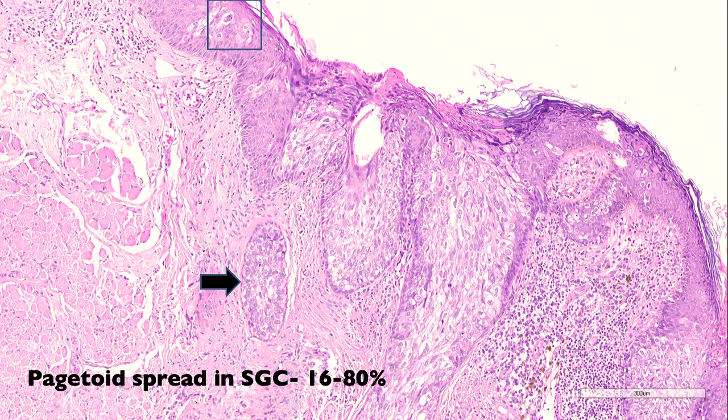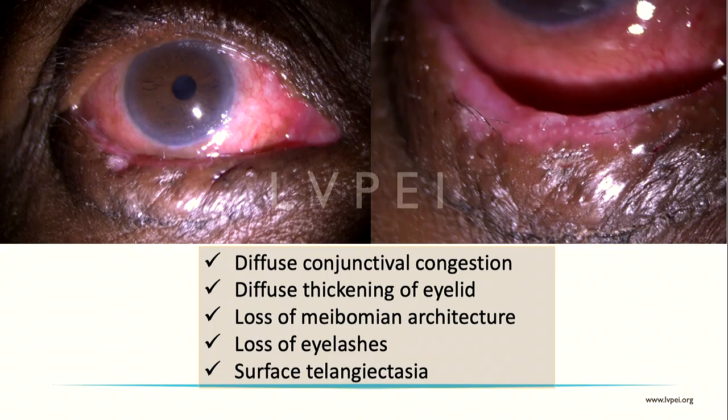Moving on to pagetoid spread, or the intraepithelial spread, in sebaceous gland carcinoma, we know that it can happen in 16 to 80% of cases. Clinically, we can predict pagetoid spread by looking at these features: diffuse conjunctival congestion, diffuse thickening of eyelid, loss of meibomian gland architecture, loss of eyelashes, surface telangiectasia. Any of these away from the main tumor nodule, we need to think about pagetoid spread.